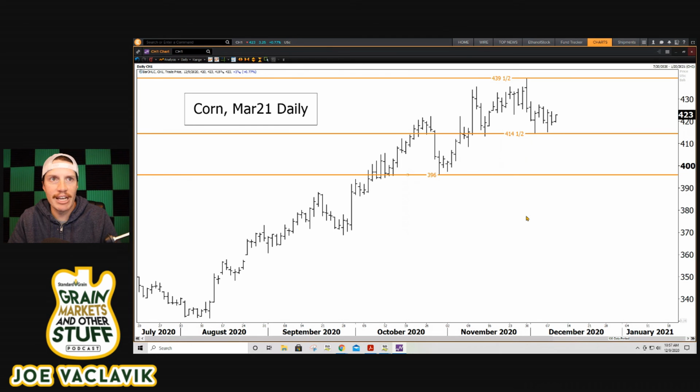But I think that if you were to go down and even say test that 396 area, I think that would kind of reset the market a little bit. It would peel back some of the fund length. It would give us a little bit of equilibrium, and there may be some bearish sentiment that emerges, whereas you don't have a ton of it right now. And that would not be a bad thing necessarily. It really wouldn't.